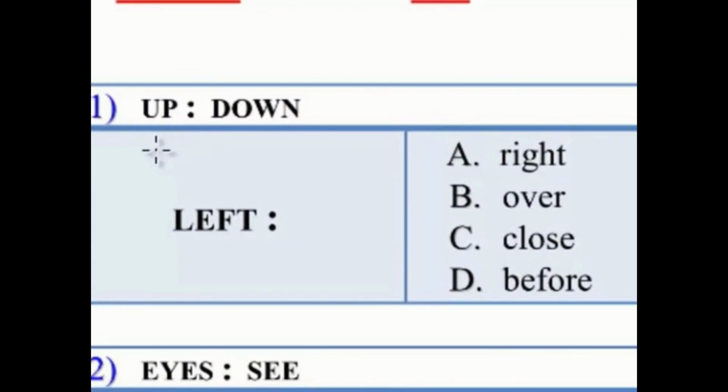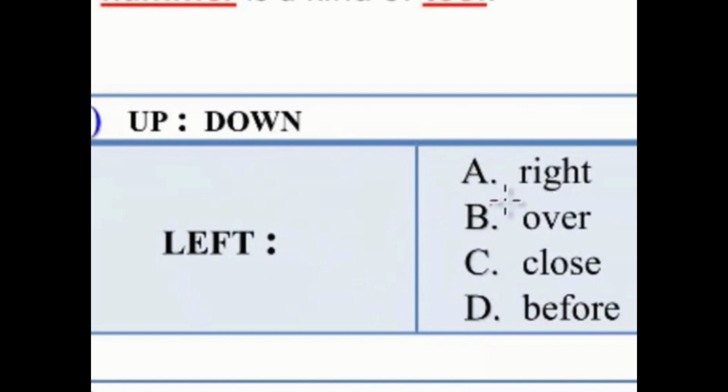We're going to read this as up is to down, as left is to what? So when we're doing analogies, we want to analyze the relationship between these first two sets of words. So up and down, they're opposites, so we need to find the opposite of left. Is it right, over, close, or before? Clearly, the answer is right because right is the opposite of left.